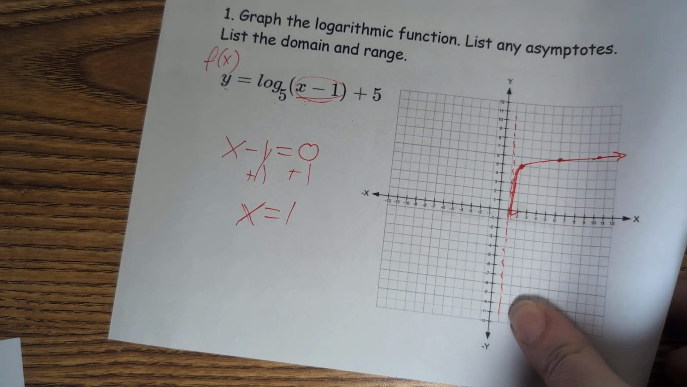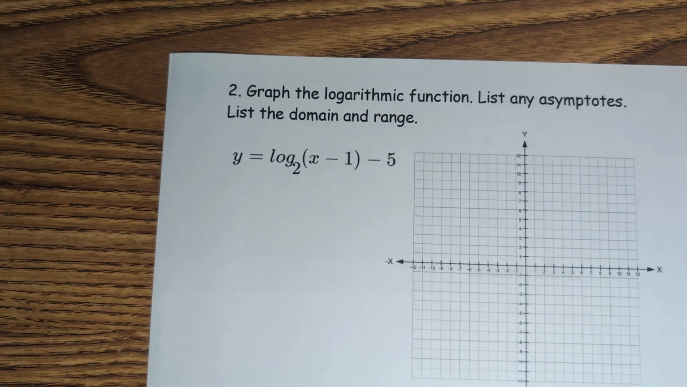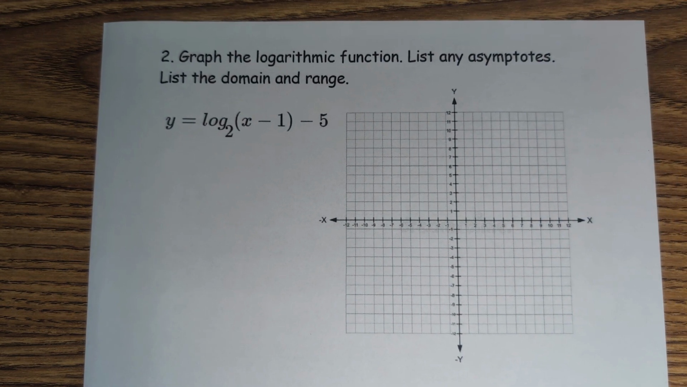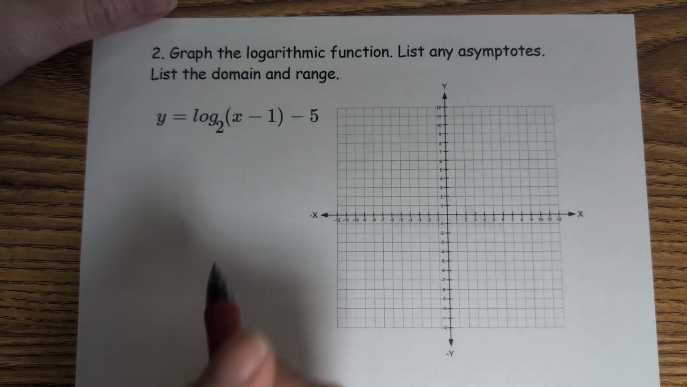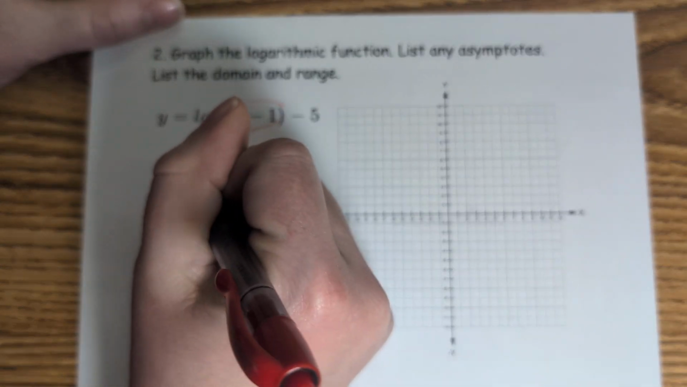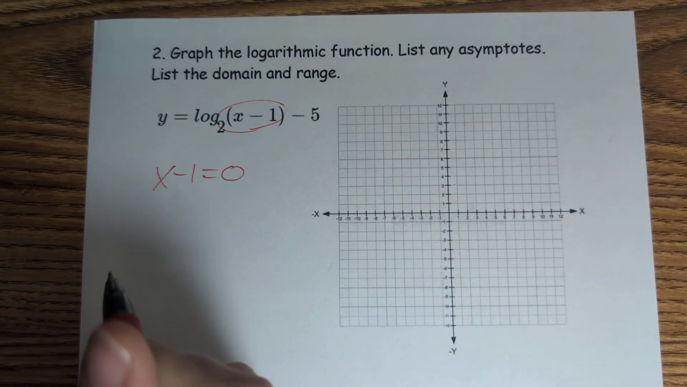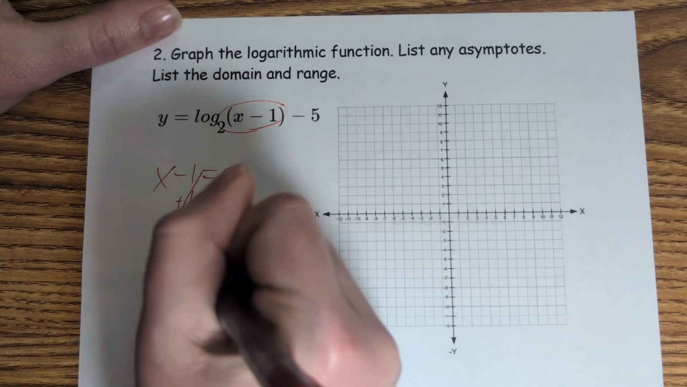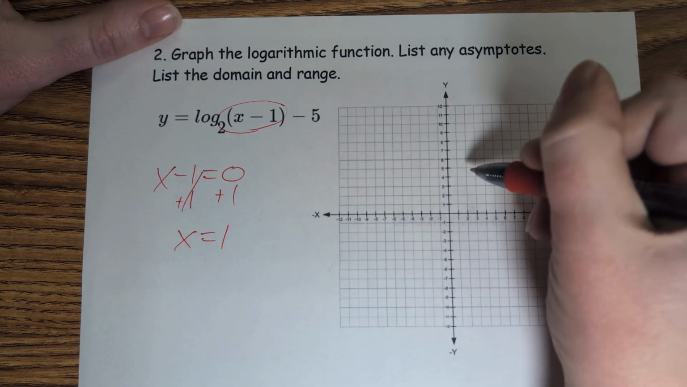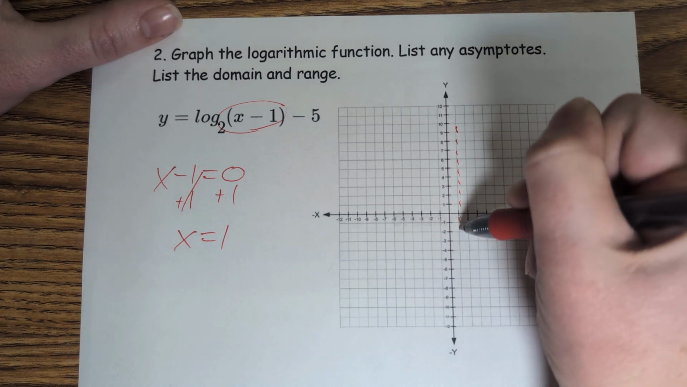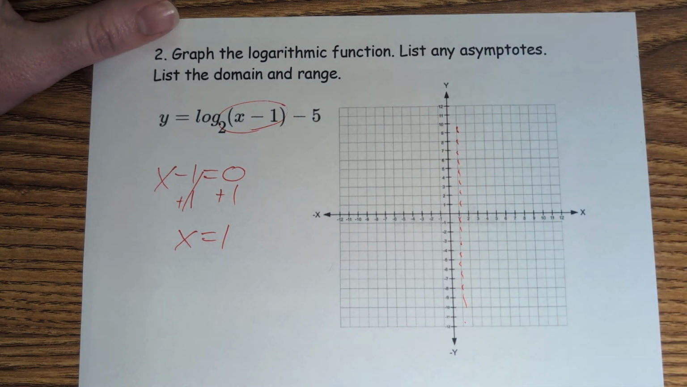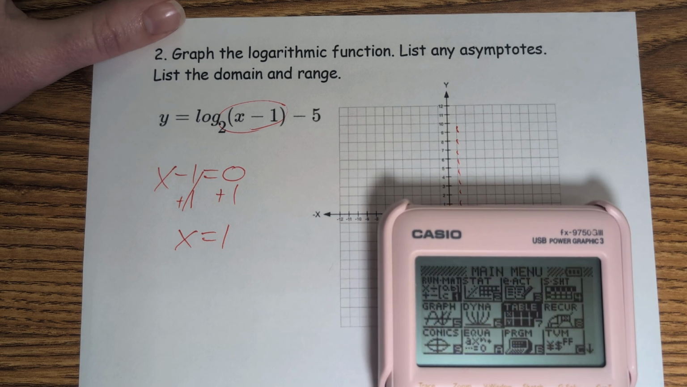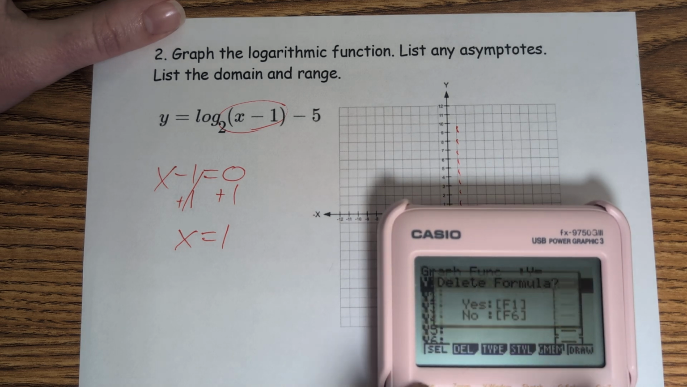Okay, let's try another one, okay? This one's super similar. My asymptote should even be in the same place because once again, I've got x minus 1, and when it's equal to 0, it's not going to work. I can't raise 2 to a negative power. So my asymptote should be, once again, at +1. When I graph it on my calculator, I should be able to see that. So let me go back over to graph.